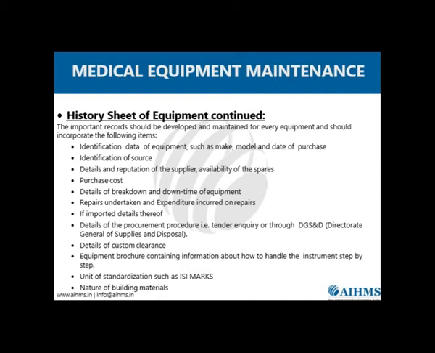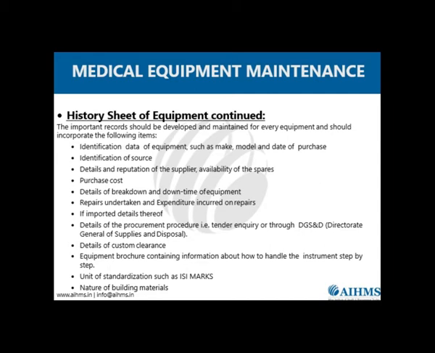Similarly, as far as the history sheet of the equipment is concerned, like I told you, it will comprise the identification data of the equipment. It will state the make of the machine, which company, whether it's a Philips machine or a GE machine, the model number, the date of purchase, the identification of the source from where it was bought, the details and the reputation of the supplier, the availability of spare parts, whether they are easy to get or where they are manufactured, how easy they are to procure, which vendor is giving you the services, the purchase cost, and the details of the breakdown and the downtime of the equipment.